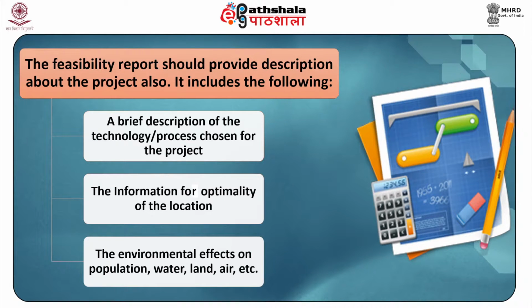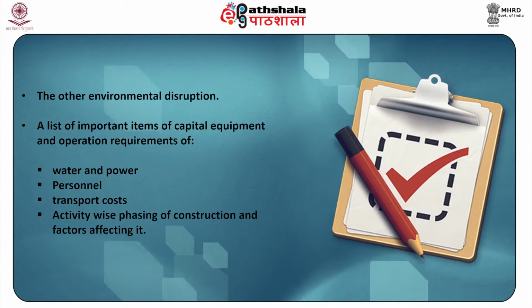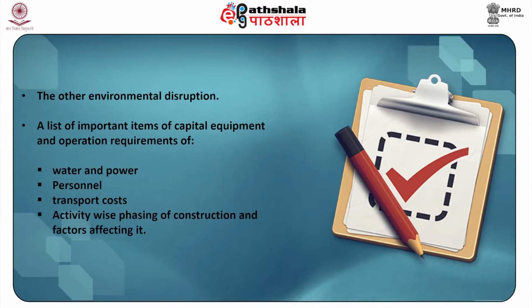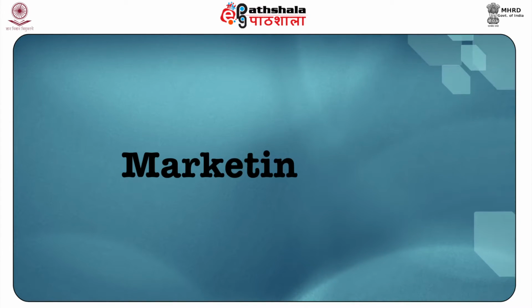Number 3, project description. The feasibility report should provide a description about the project also. It includes the following. A brief description of the technology and process chosen for the project, the information for optimality of the location, the environmental effects on population, water, land, air, etc., the other environmental disruption, a list of important items of capital equipment and operation requirements of water and power, personnel, transport cost, activity-wise phasing of construction and factors affecting it.